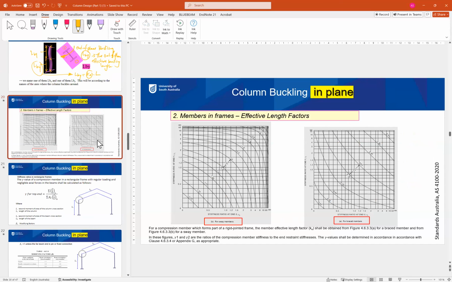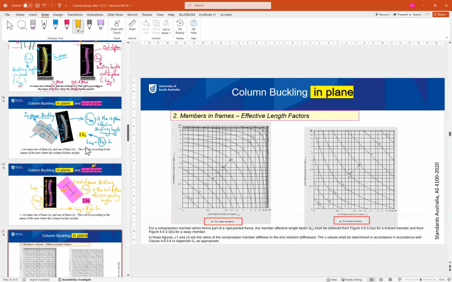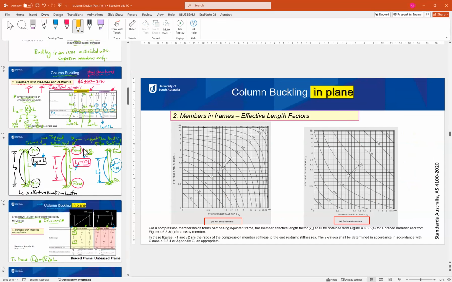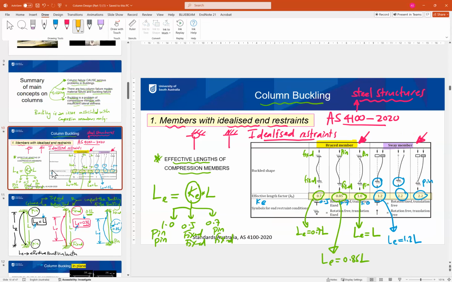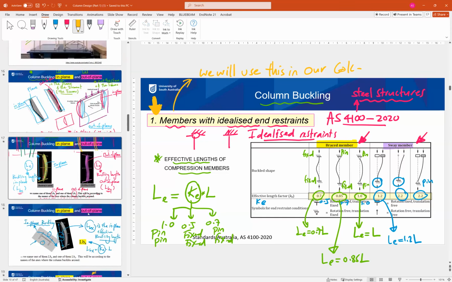Okay, so all the previous explanation, starting from this slide here, was the column buckling lengths for idealized end restraint. This is what we will be using in our calculation for part 2 of the project.